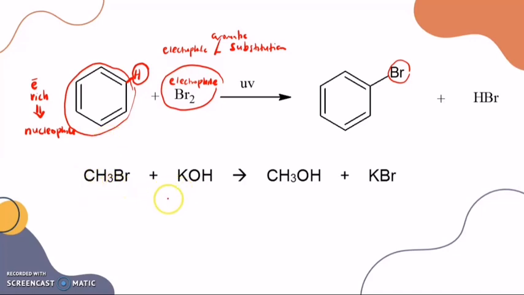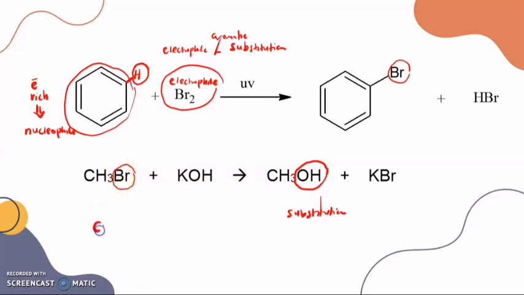Look at this example. CH3Br plus KOH will produce CH3OH. The OH in the product indicates that bromine has been substituted with OH. So this is a substitution reaction. As it is substitution, let's identify which type of substitution is in this reaction.